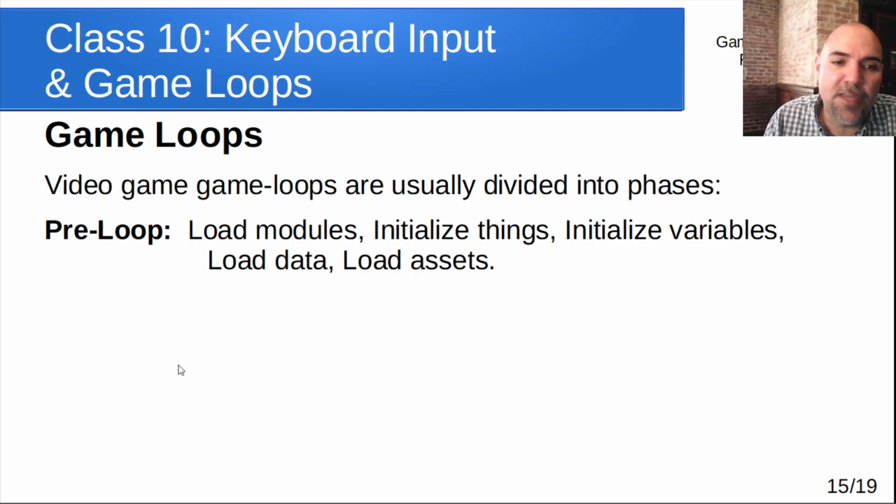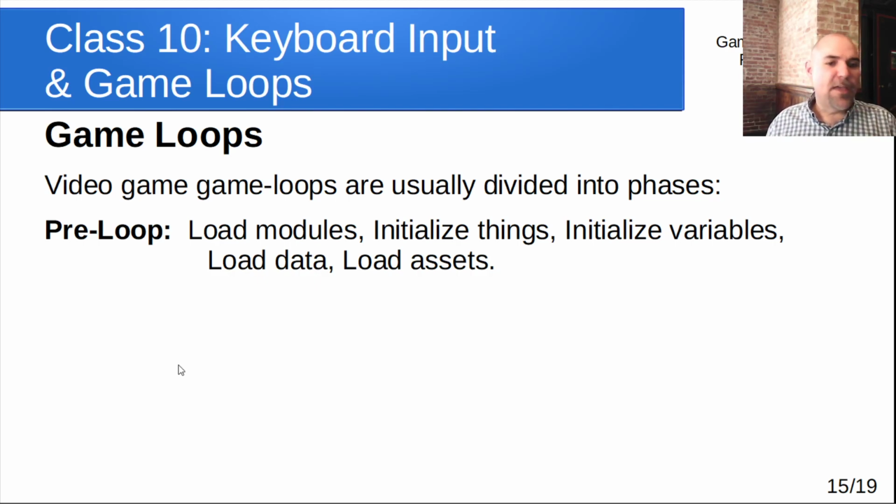Now, video games also have game loops. And the game loops in video games, it's usually useful to think of those divided up into phases. So the first phase would be the pre-loop, or before the loop. And that's generally like the top of your program where modules get loaded, variables and things like that get initialized. Data gets loaded into the program into variables, assets like sounds or graphics, or in the case of 3D games, like levels with textures and models and things like that. All that stuff has to get loaded into memory.